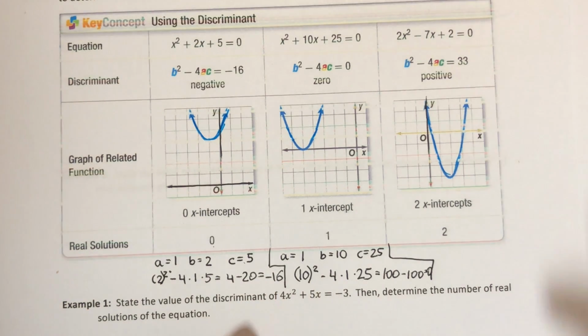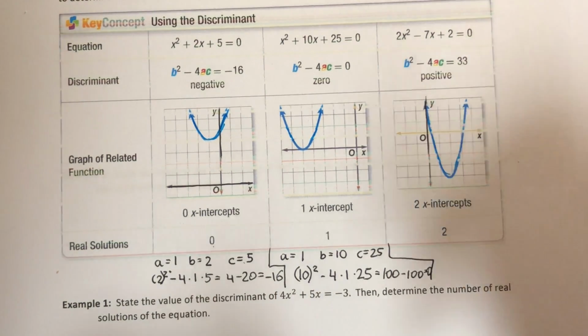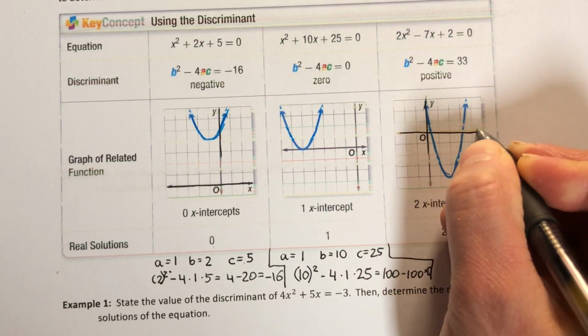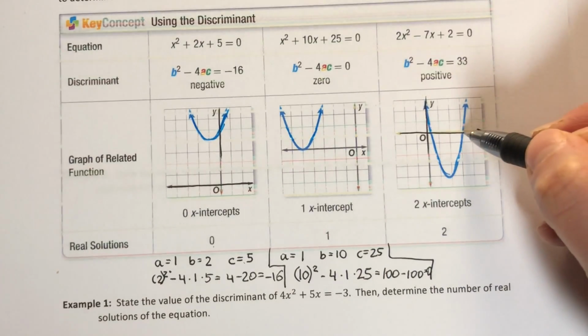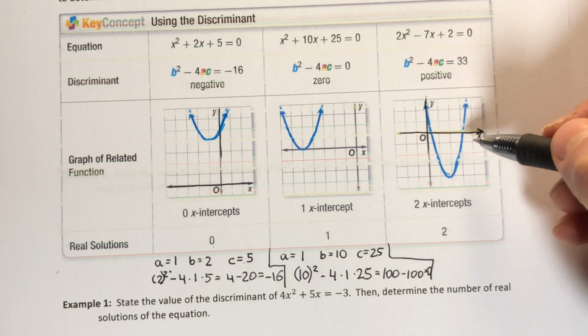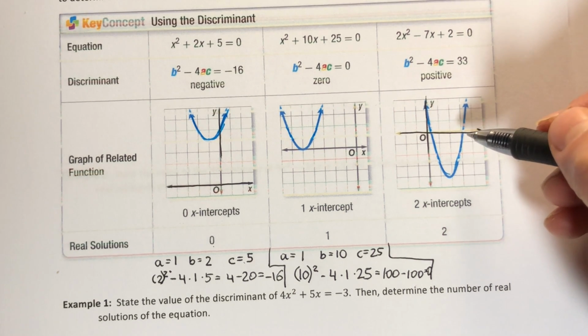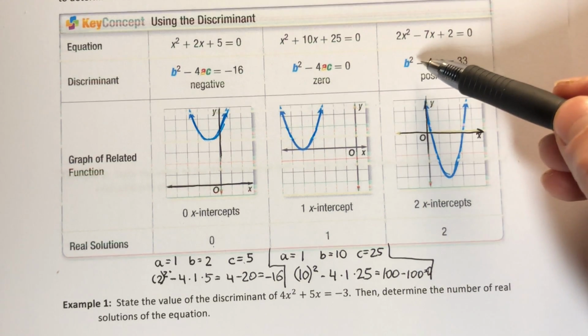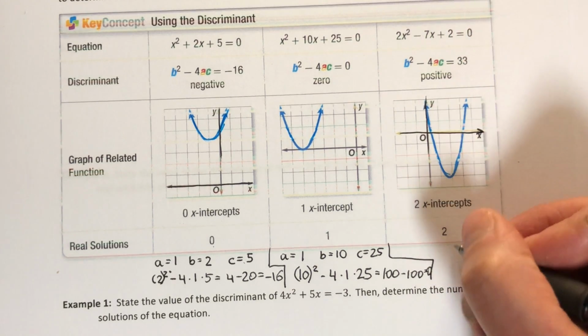And then again, we have a parabola that looks like this. My x-axis is right in here. And I do see that there are two solutions. I do not know exactly what those solutions are, but that is not the point today. Today, we want to check based on the discriminant how many solutions we have.